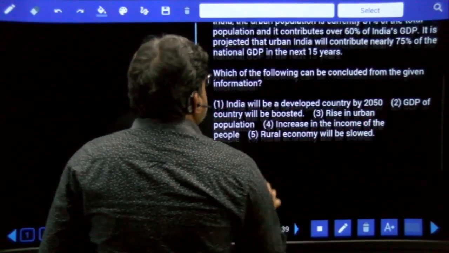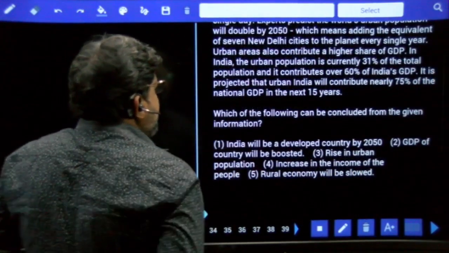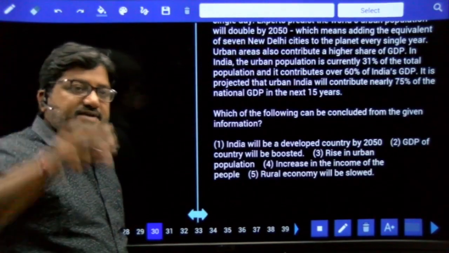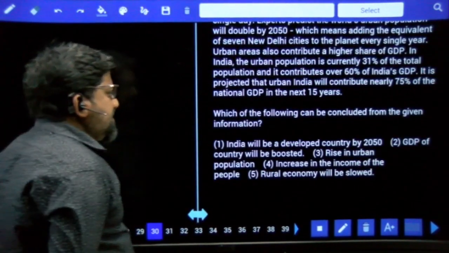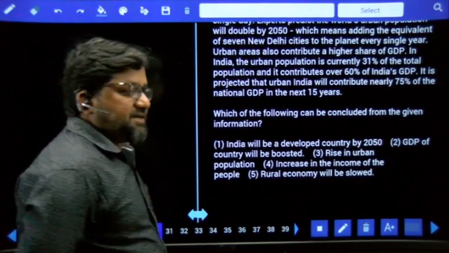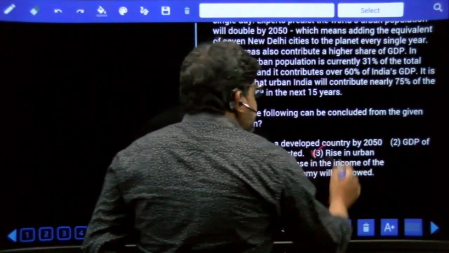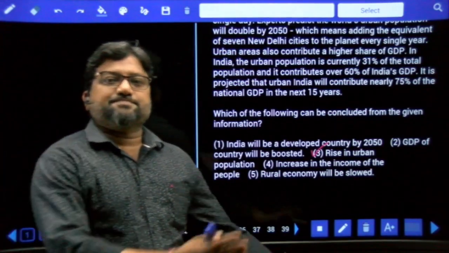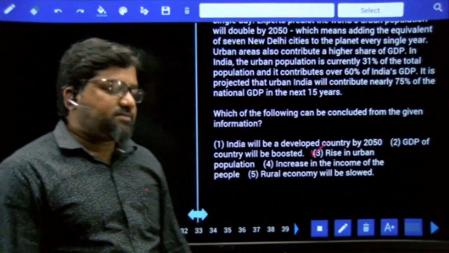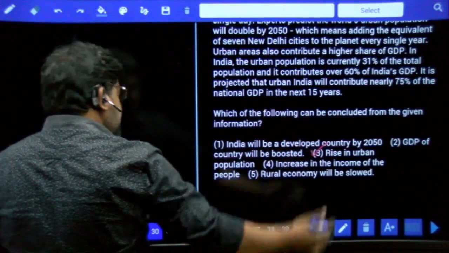30th question. The same statement. Which of the following can be concluded from the given information? Conclusion is 100% true. Inference maybe 50-50. India will be a developed country. No, we are not sure. GDP of the country will be boosted, maybe or maybe not. Rise in the urban population, 100% guaranteed, because people are migrating at a fast pace from rural areas to urban areas. So automatically, yes, the population will increase. So yes, directly derived from the given statement.